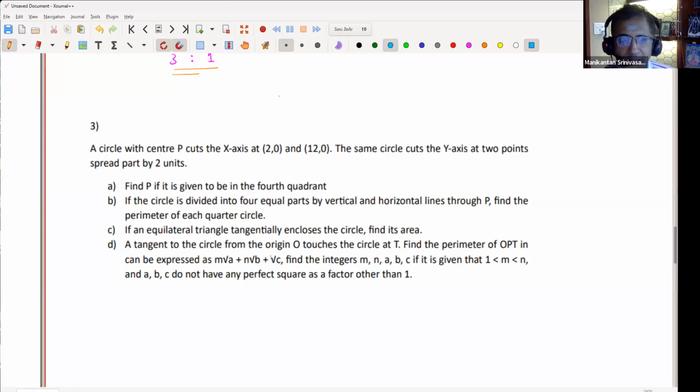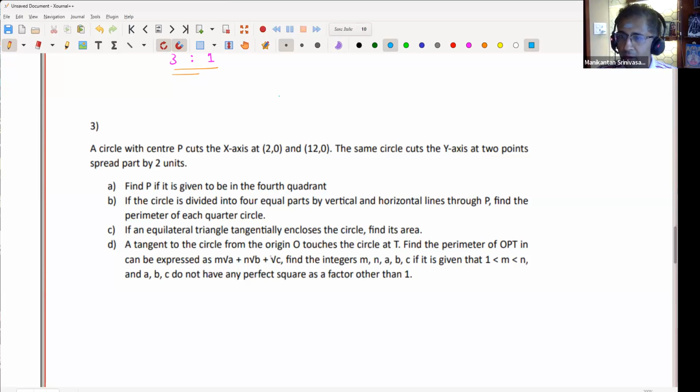Okay. The first part should have been okay, right? Find P, if it's given to be in the fourth quadrant. Did anyone get it? Ranveer, did you get an answer for 3A? Suhani? Anyone with an answer for 3A? Veer?